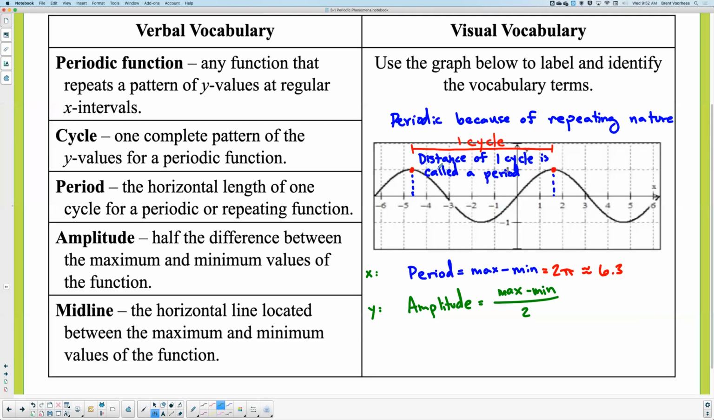So on this problem, what's the maximum Y value? 1. So it'll be equal to 1 minus, what's the minimum Y value? Minus negative 1, and all of this will be divided by 2. So what happens when you have a negative minus a negative? Excuse me, I said that backwards. A minus a negative. You add them. What's 1 plus 1? 2. So that becomes 2 divided by 2, which is equal to 1. The amplitude is 1. Now, what is visually the amplitude? The amplitude visually is easiest to see as the maximum to what's called the midline.